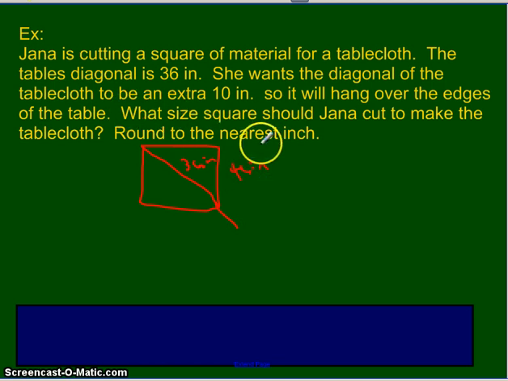So it will hang over the edges of the table. What size square should she cut to make the tablecloth? Well, so we got a diagonal of 46 inches.